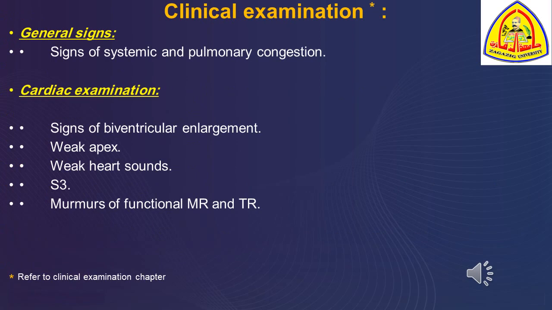What about clinical examination? General signs will show signs of systemic and pulmonary congestion, like any cause of congestive heart failure. And what about cardiac examination? You will see signs of biventricular enlargement, weak apex, weak heart sounds, S3 gallop, murmurs of functional mitral regurgitation and tricuspid regurgitation, and you are asked to refer to the clinical examination chapter for more details.